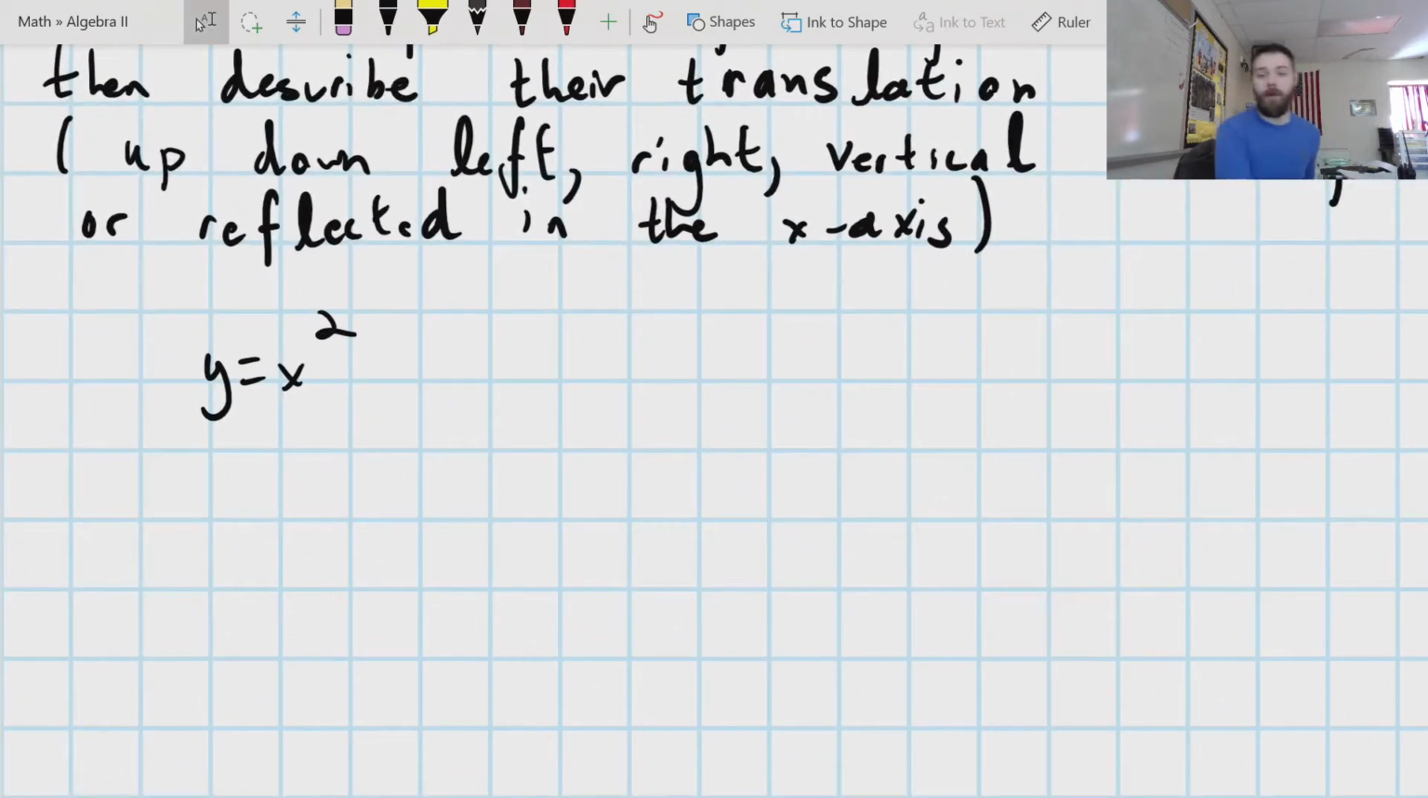By the end of the lesson, what I'm hoping is that once you start to see what happens to the graph and the points of x squared, which is called the parent function in this case, you're going to be able to see by the structure of a function where it's shifting.